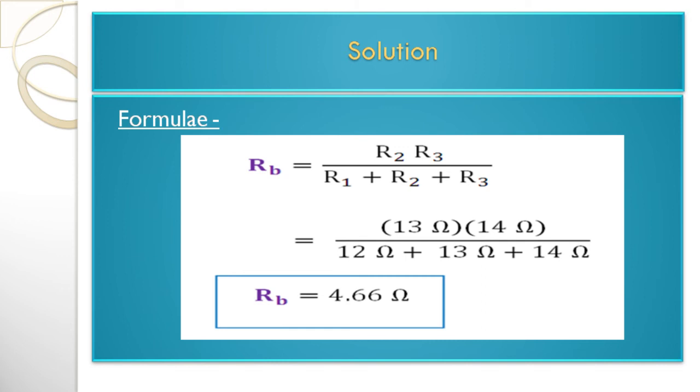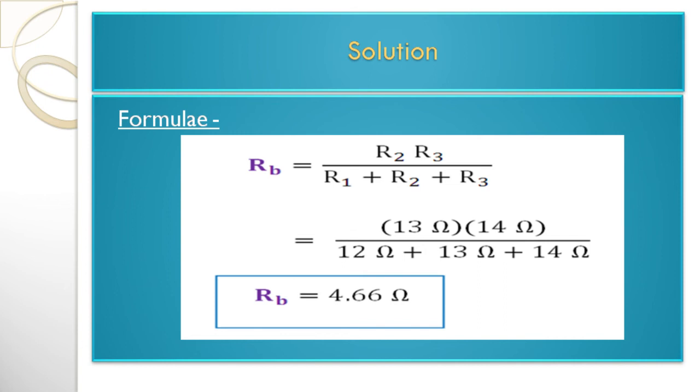Using formula of resistance RB of star network as resistance RB is equal to delta network resistances as R2 into R3 divided by R1 plus R2 plus R3. Now substitute values of resistances R1, R2 and R3 using delta network as resistance RB is equal to 13 ohm into 14 ohm divided by 12 ohm plus 13 ohm plus 14 ohm. Then value of resistance RB is equal to 4.66 ohm. We get value of RB is 4.66 ohm.